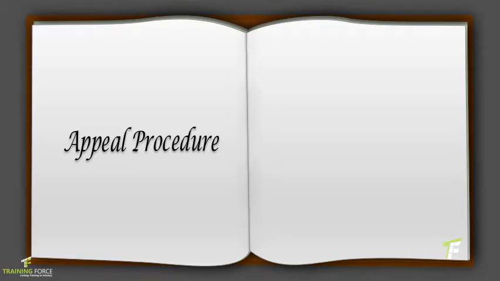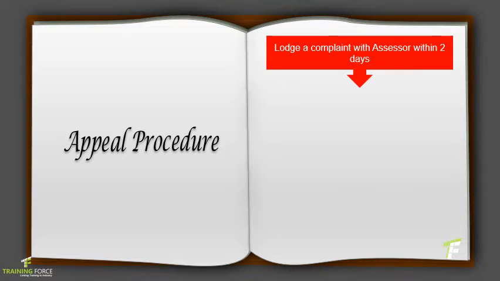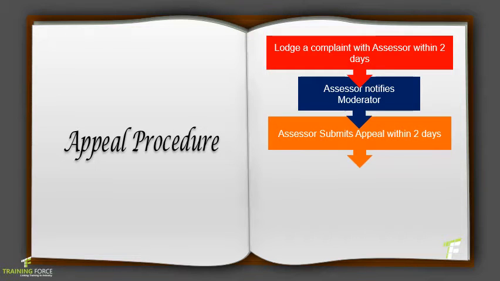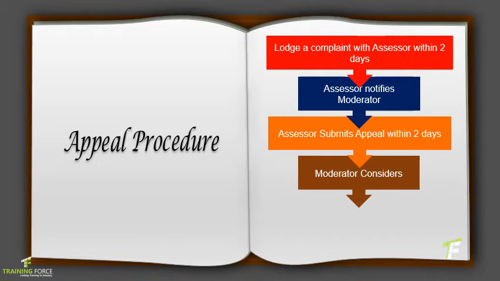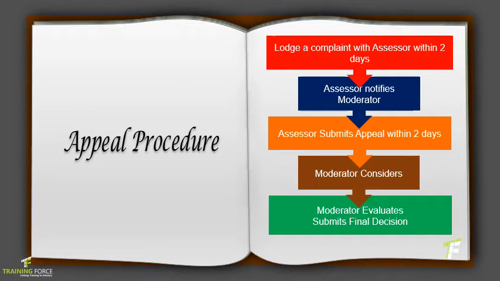You have the right to appeal any decision that has been made during an assessment and/or moderation if you feel that the assessor and/or moderator has in any way been unfair during the process. Firstly, lodge a complaint with the assessor within 2 days. The assessor notifies the moderator. The assessor submits the appeal within 2 days. The moderator considers, evaluates, and submits his final decision. If the moderator's decision is not accepted, it will further be provided to a verifier within 5 working days after the appeal. The verifier evaluates, provides a decision based on the evidence, and the verifier's decision is final.